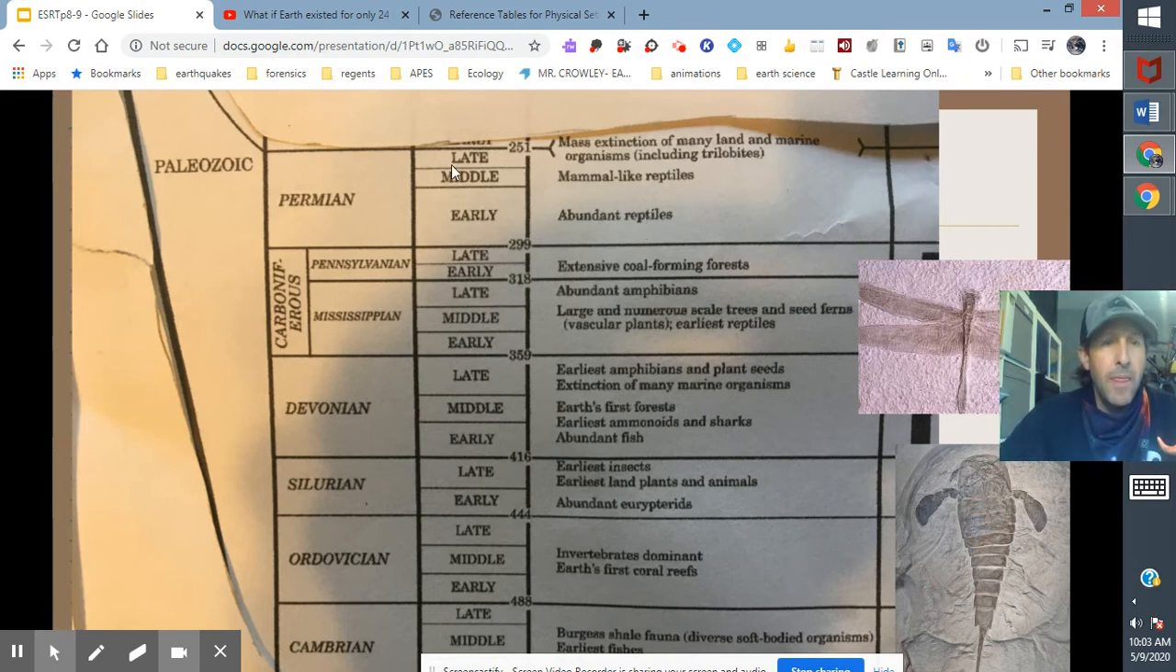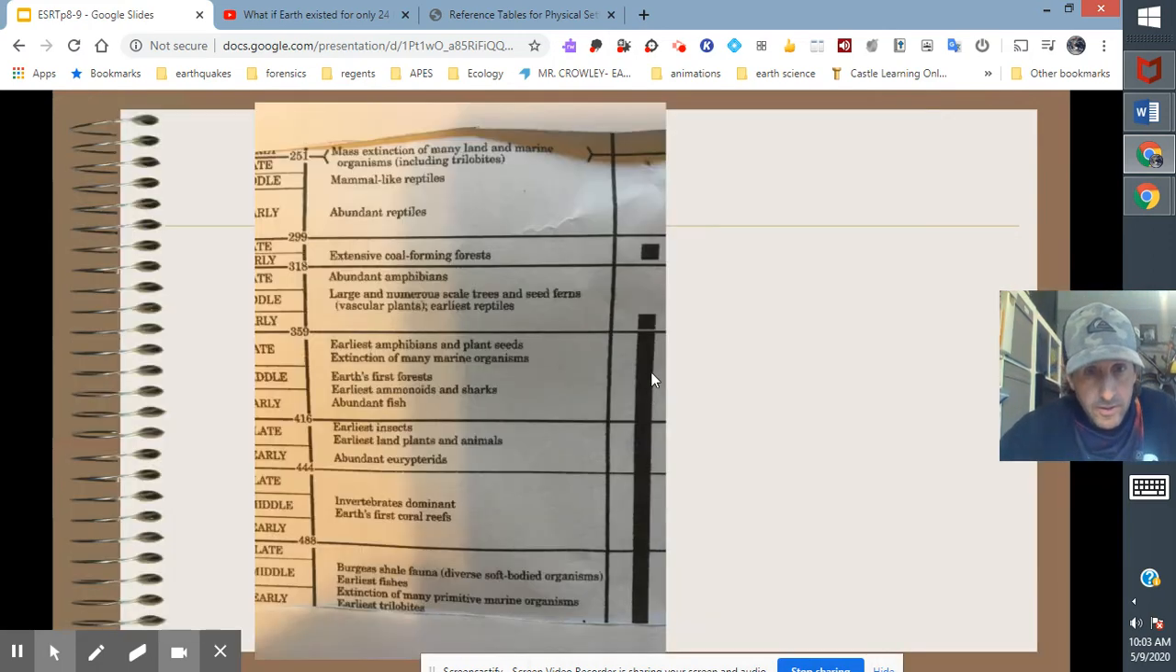Anyway, and that was during the Permian. And then sure enough, boom, mass extinction of many land and marine organisms. I will say this, the end of a lot of these eras are marked by a mass extinction, meteor impact, major change in climate. These are the kind of things that will cause extinction of many species. All right, anyway, a whole bunch of information in here, right?